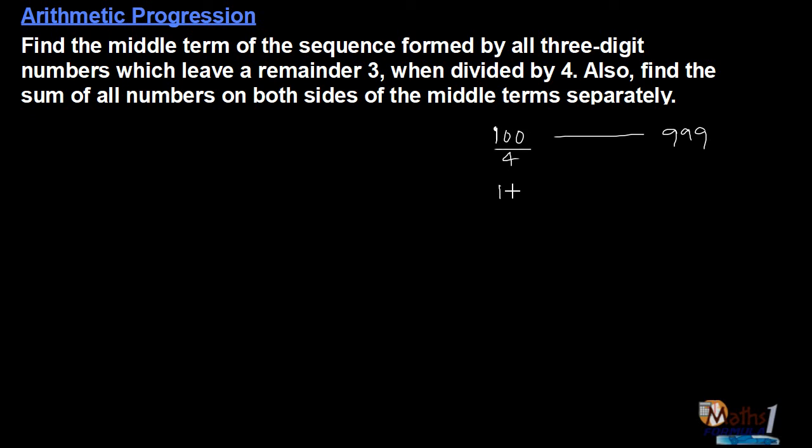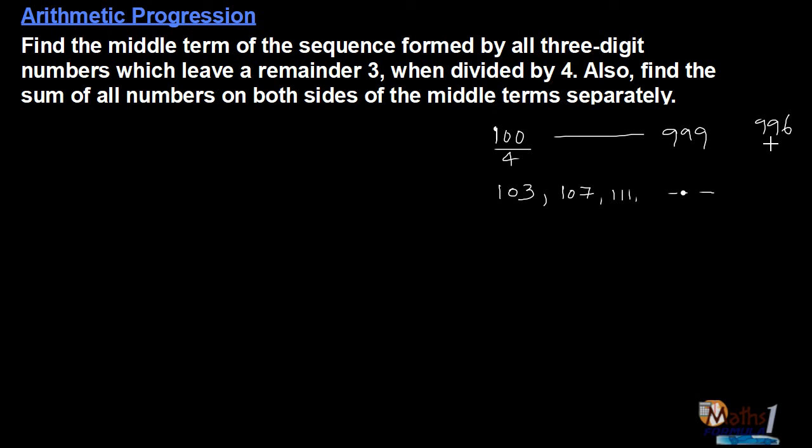So that means I need to start from 103. If I divide this by 4, 100 will be gone and then 3 will be left. Every time I divide, it has to leave a remainder of 3. So I can keep on adding 4 to this: 107, 111 and so on. Now the last term which is divisible by 4 is 996.